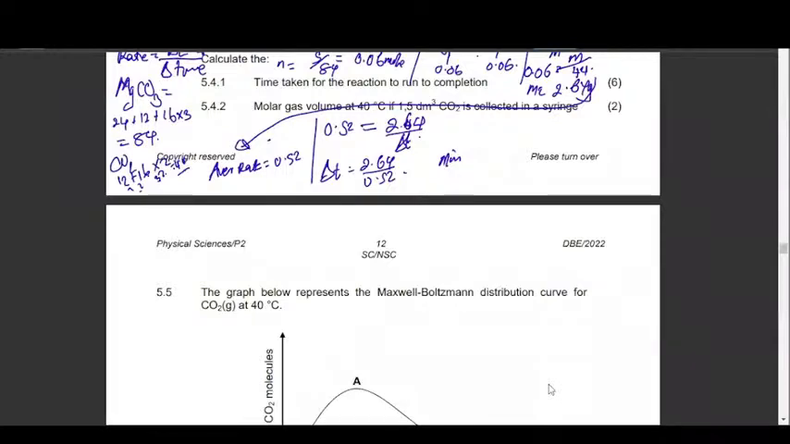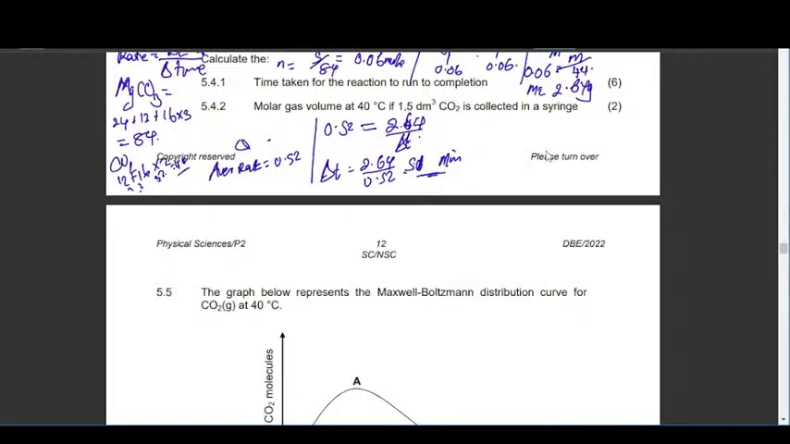So after calculating it is 5.0, 5.1, 5.07, okay, 5.1 minutes. So now they're saying the molar volume of this compound, carbon dioxide at 40. So what is the molar volume of carbon dioxide at 40 degrees C if the volume is 1.5?